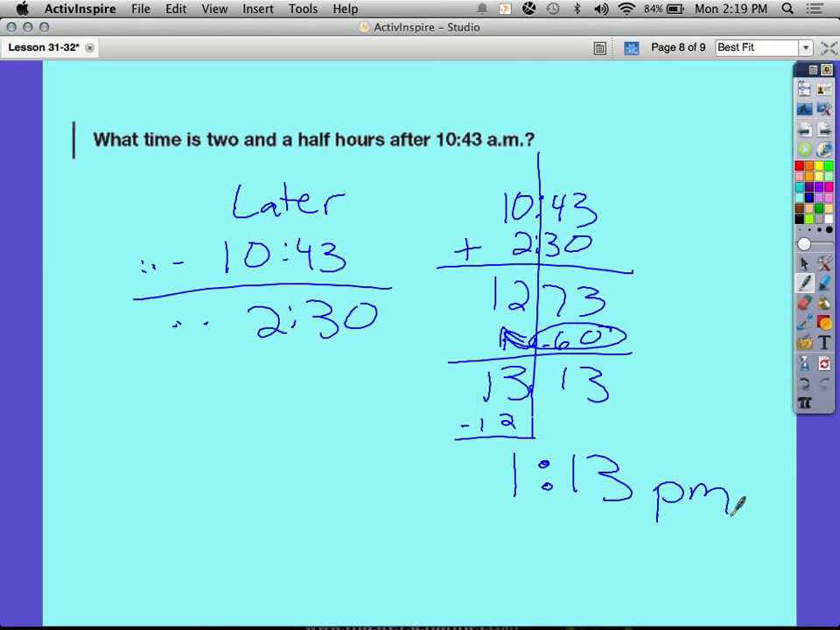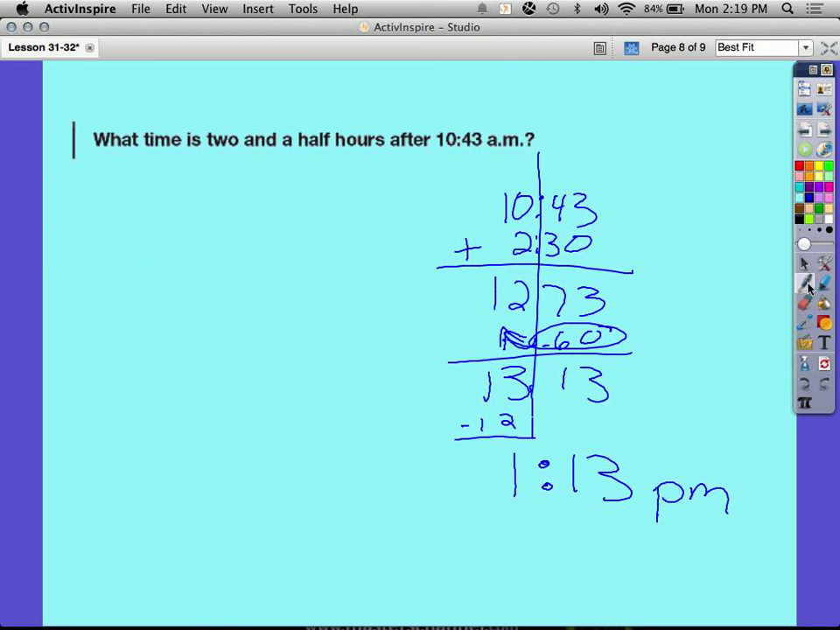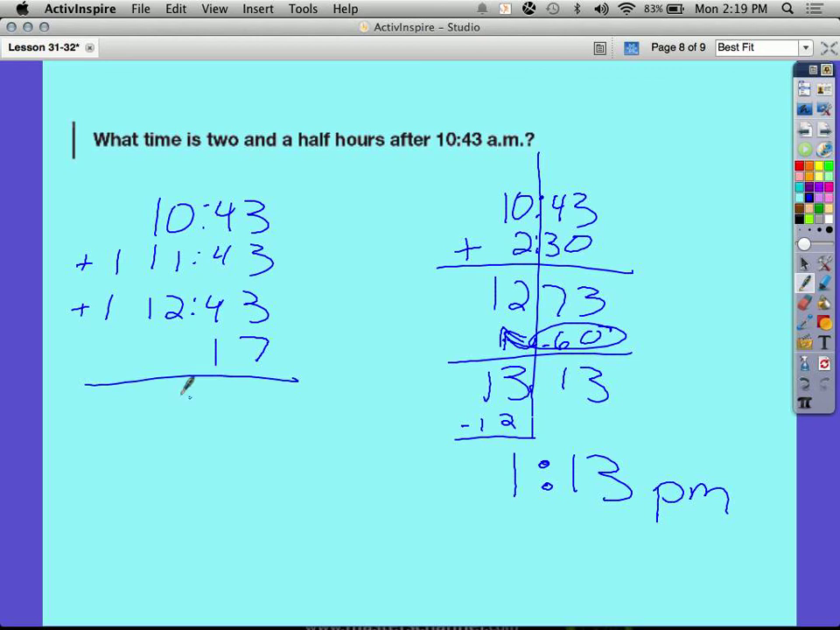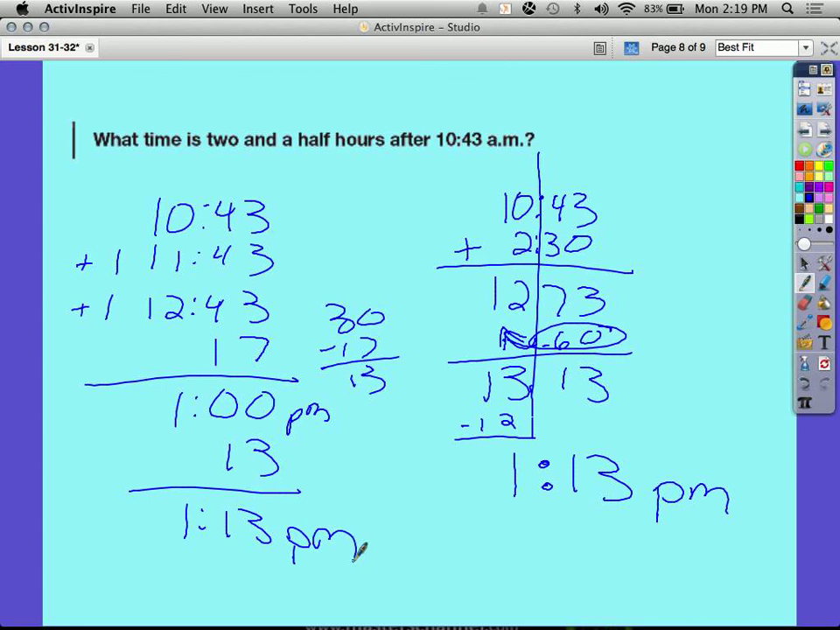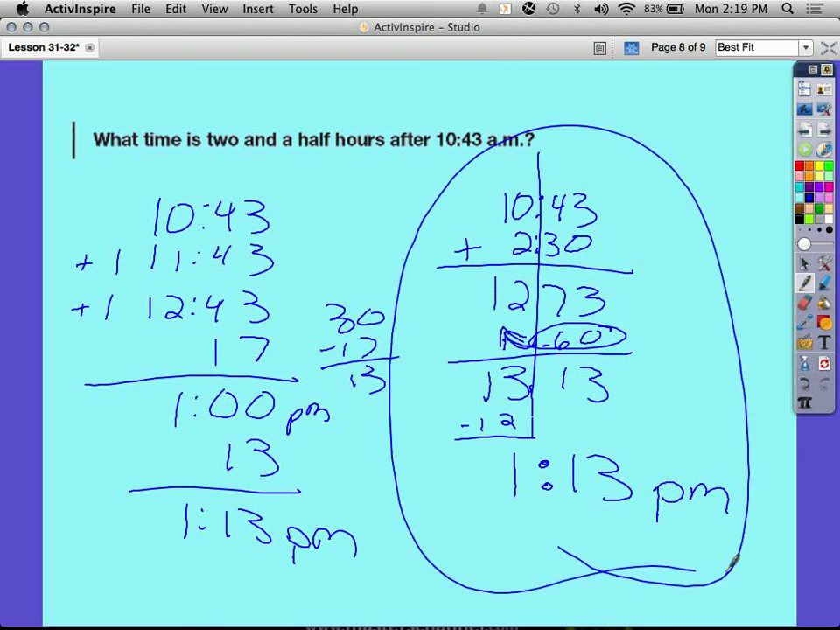Another way to do this, which might be a little harder, but sometimes it'll be easier, is take 10:43. I'm going to add 1 hour, so it's 11:43. Add an hour, 12:43. Okay, so now I'm sitting at 12:43, but I have to add a half hour. Well, if I add 17 minutes, that will get me to 1 o'clock p.m., which means I have 13 minutes left. Add 13 more minutes, 1:13 p.m. So you can do it that way too. Either way will work out. I suggest doing this way, especially when you have odd numbers like 10:43. But like I said, either way will work out, and you should be able to get it done.